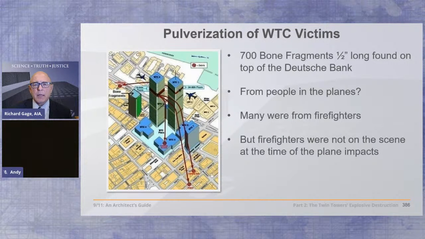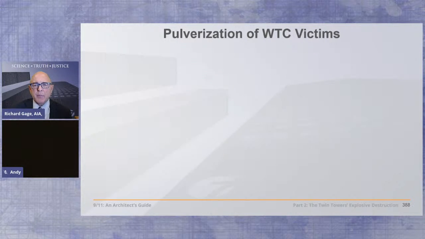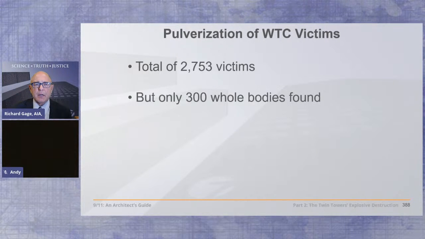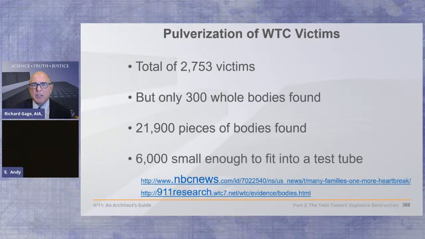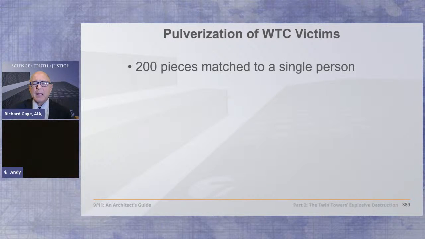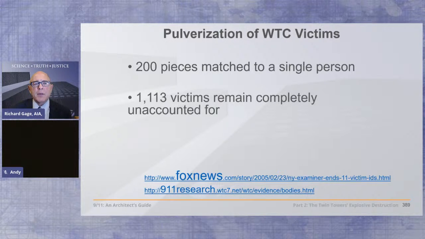But the firefighters, of course, weren't even on the scene at the time of the airplane impacts. So it's not from the people in the planes. There were 2,753 victims altogether, but only 300 whole bodies were found. 21,900 pieces of bodies were found, 6,000 of them small enough to fit into a test tube. 200 pieces matched to one single person. And yet, more than 1,100 victims remain completely unaccounted for. No trace whatsoever. Vaporized.